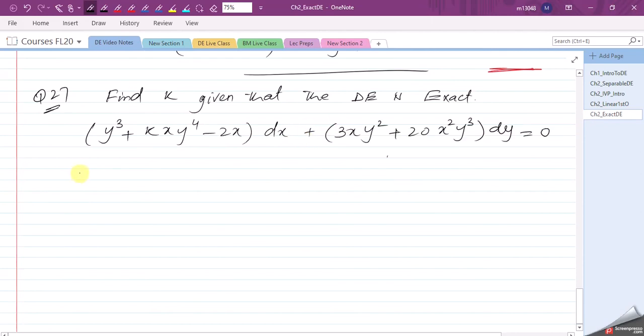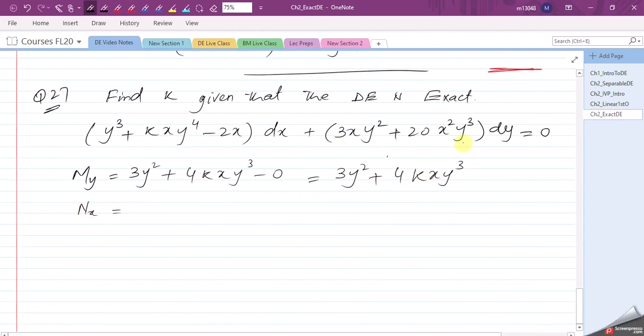So my, I'll write directly, my is 3y square plus 4kxy cube minus 0, which is equal to 3y square plus 4kxy cube. nx from here is 3y square plus, with respect to x, 40 xy cube. Okay?